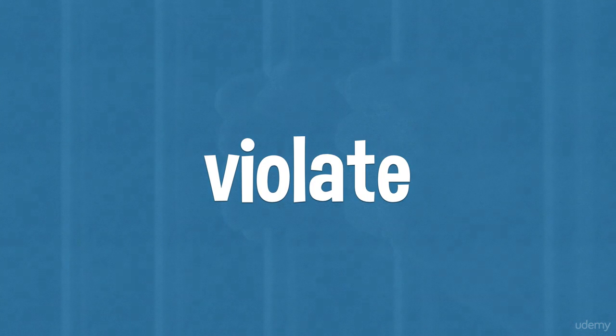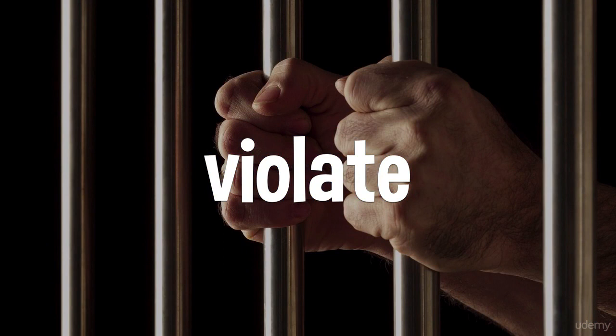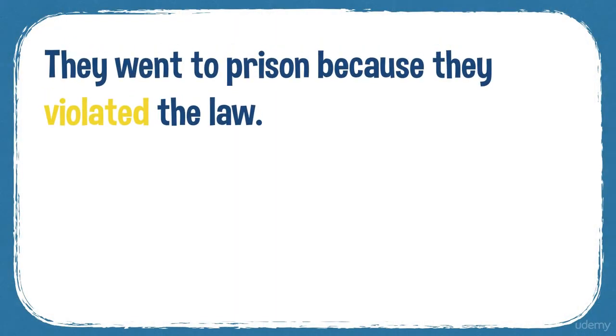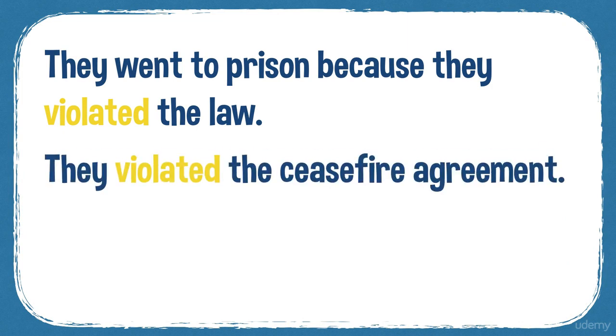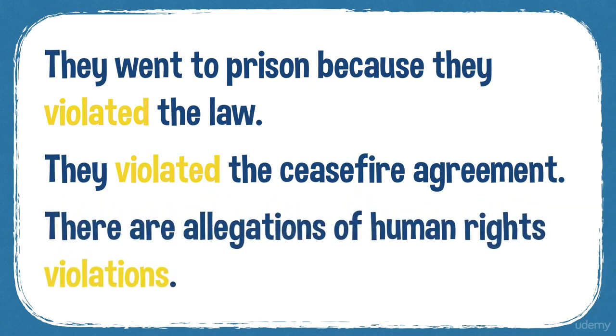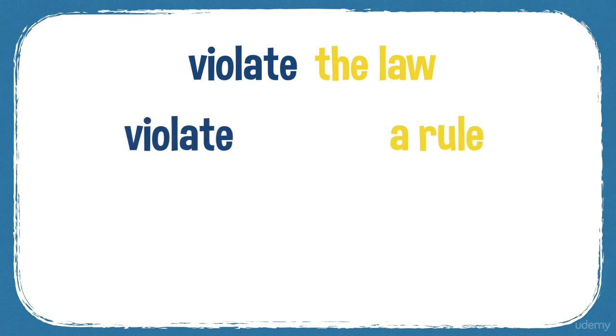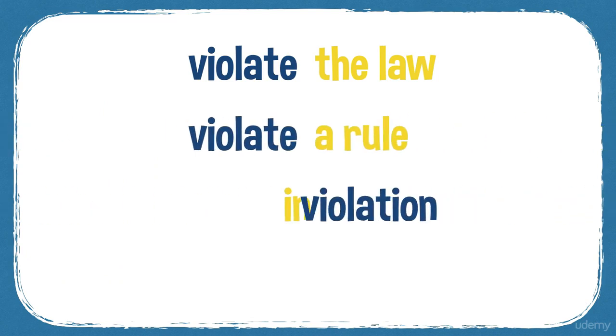Violate. So if someone violates an agreement or a law, then they break it. They don't follow that particular law. So for example, they went to prison because they violated the law. They violated the ceasefire agreement. There are allegations of human rights violations. So you can violate the law, violate a rule.